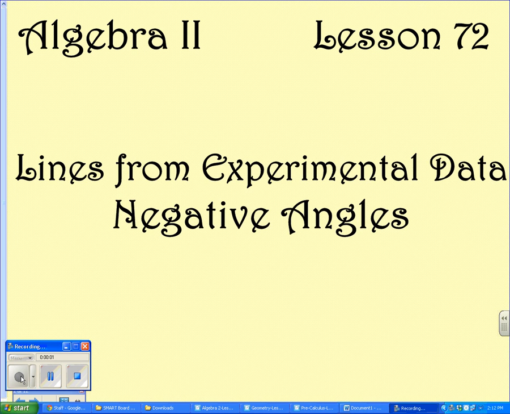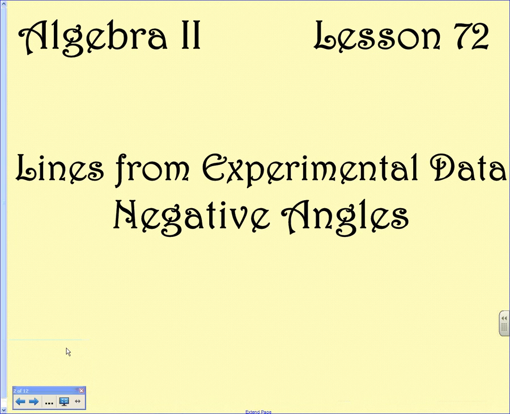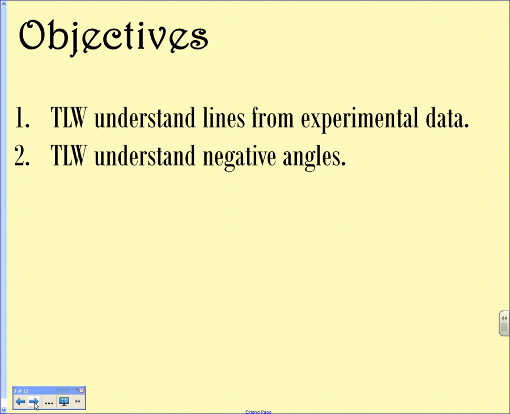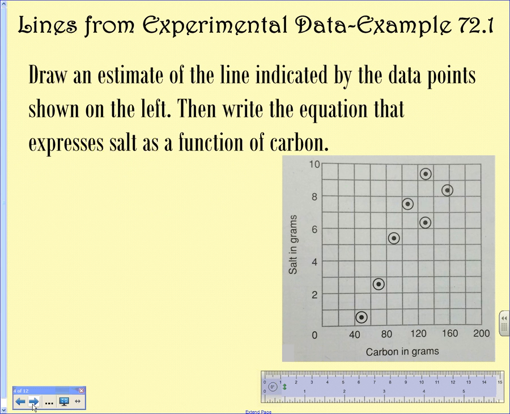All right, so we're looking at lesson 72, lines from experimental data, and then we're going to look at negative angles. So hopefully you'll understand experimental data and negative angles. We have looked at these already, but what is different about this problem compared to what we've had? There's no line. We have to make our own line. So where does the line look like it's going to go?